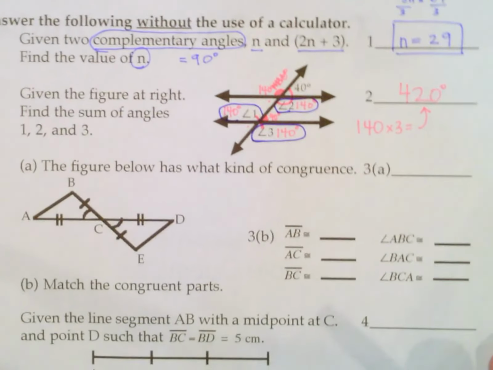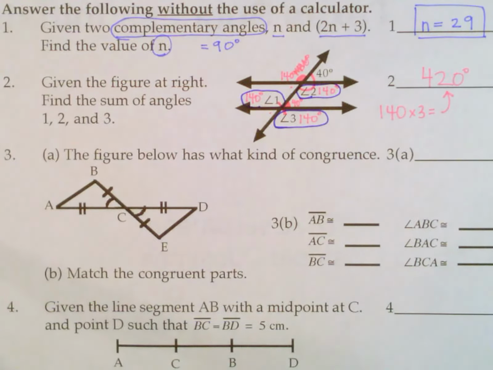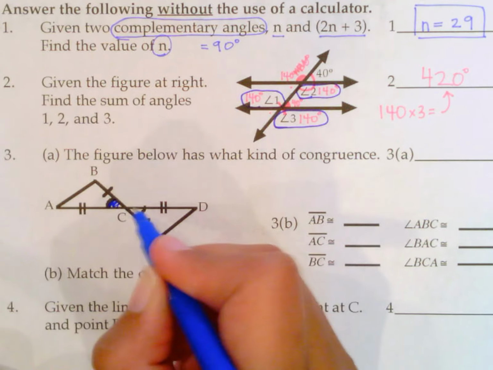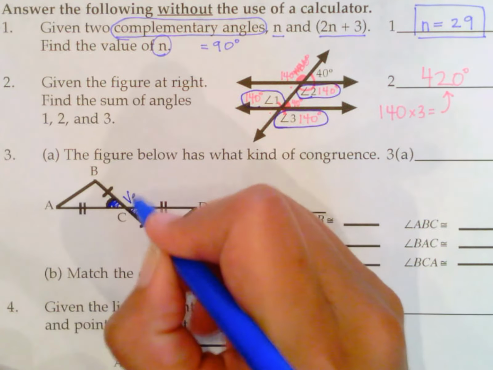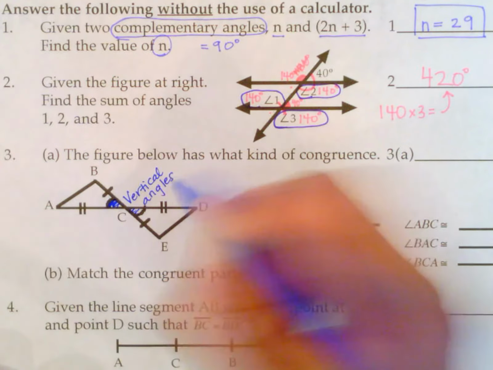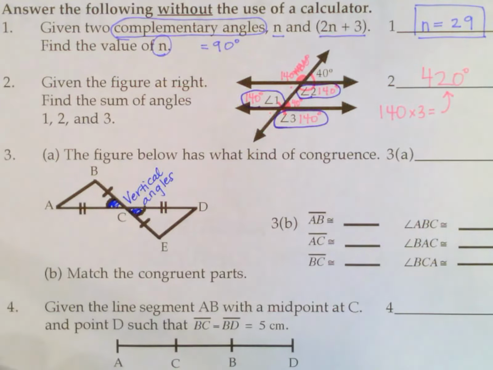All right, number 3. The figure below has what kind of congruence? So let's take a look at these two triangles. So we can see here, these are marked congruent, this angle and this angle, because they are vertical angles. So they are the same. Vertical angles are always the same. So they have those in common.